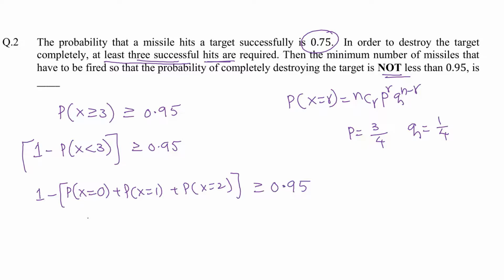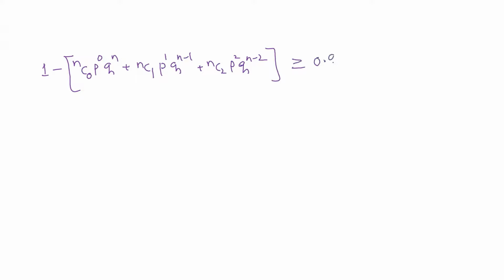So now we just have to apply the formula here. So we are going to get 1 minus P of x equal to 0, which means out of the n missiles, 0 missiles are going to hit. So that will be p raised to 0, and all the n missiles are going to miss, plus nC1, where out of the n, 1 missile is going to hit and n minus 1 missiles are going to miss, and nC2, where 2 missiles are going to hit and n minus 2 missiles are going to miss. All these cases are the opposite ones, right? So 1 minus all these cases has to be greater than or equal to 0.95.